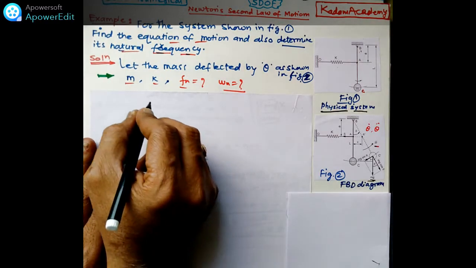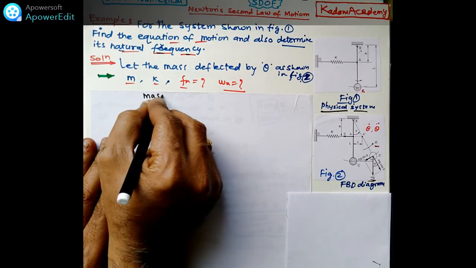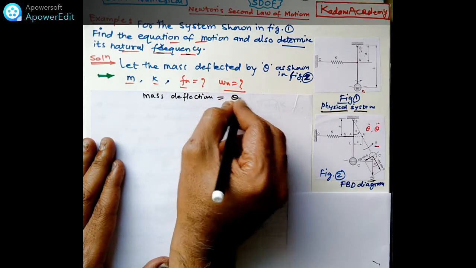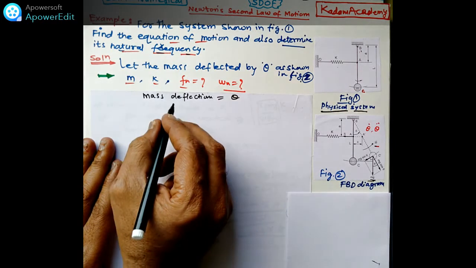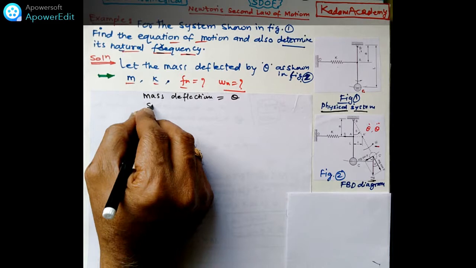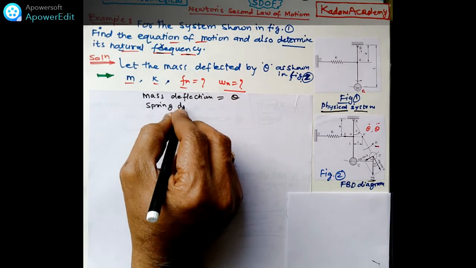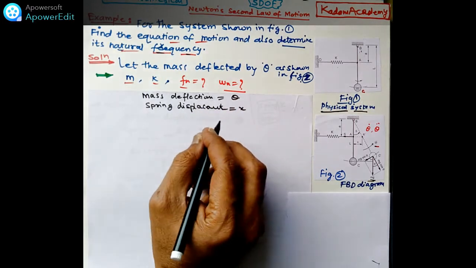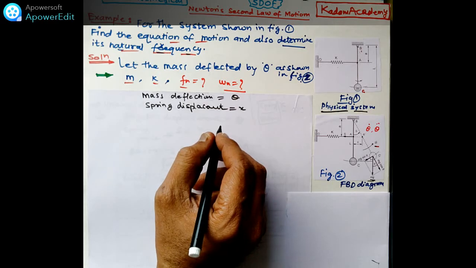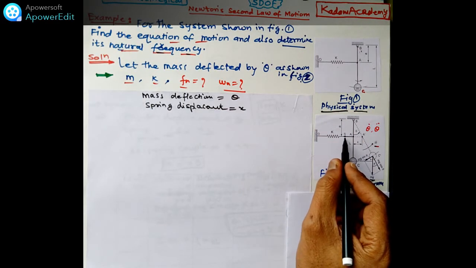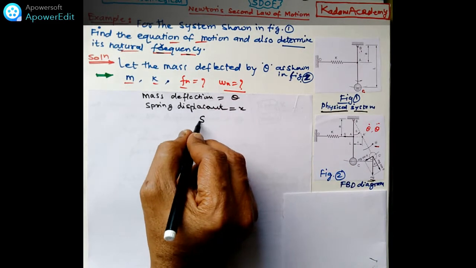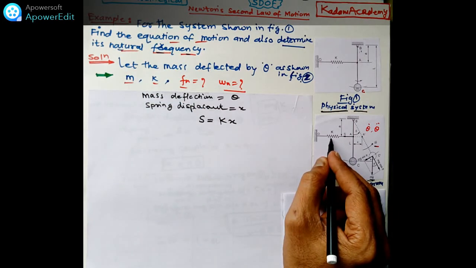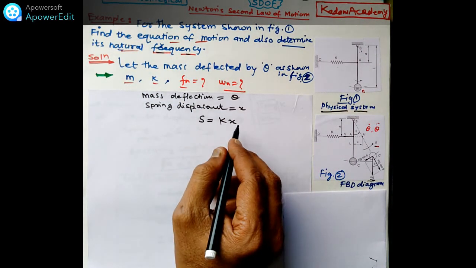Here, the mass is deflected by angle theta. So the spring is stretched, and the spring displacement is x. So what can we write here? The spring force, denoted by S, is equal to k into x. k is the spring stiffness. S is equal to k into x.